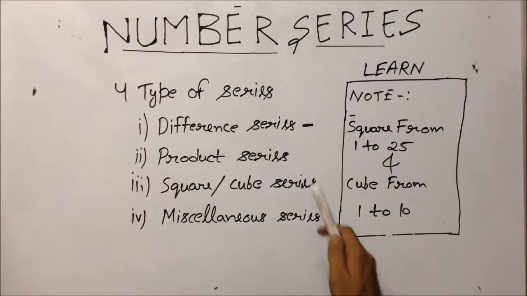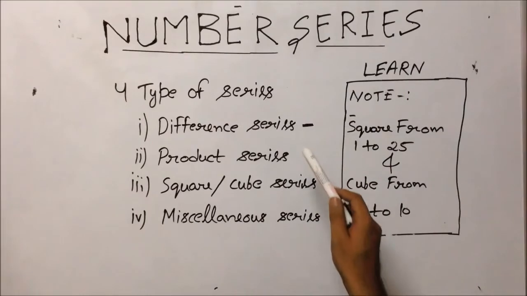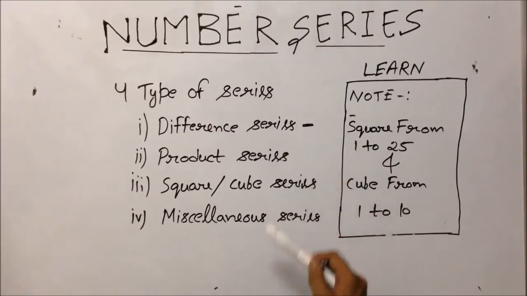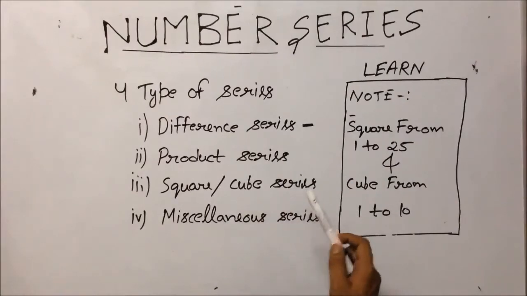Now, there are basically 4 types of series. The first would be difference series, the second would be product series, the third would be square and cube series, and the fourth would be miscellaneous. So let's start with the first series.